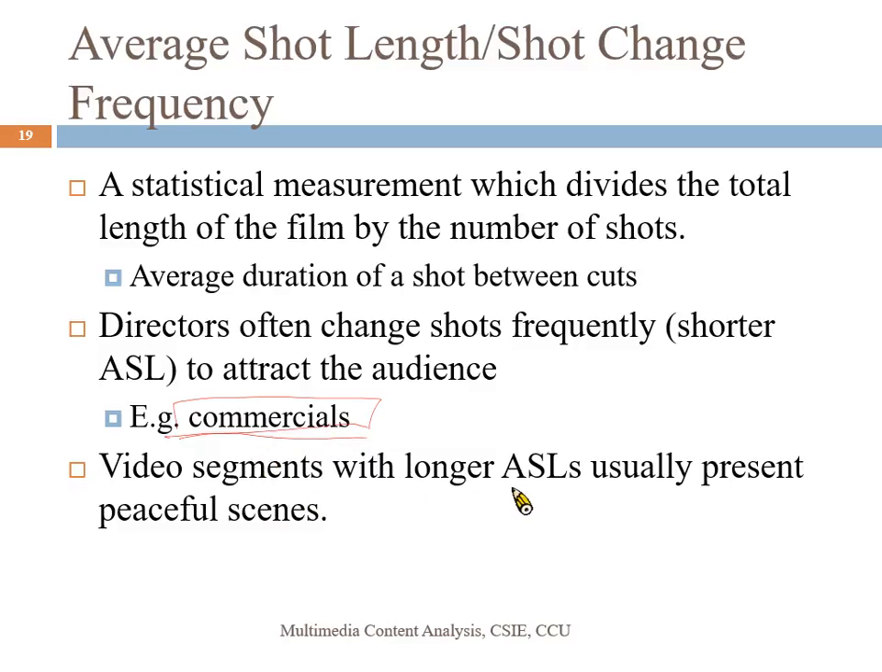And video segments with longer average shot length usually present peaceful scenes. Some directors like to take a very long shot to show a peaceful scene, a very quiet event. So based on the average shot length and the shot change frequency, we can determine the characteristics of the corresponding video segment.